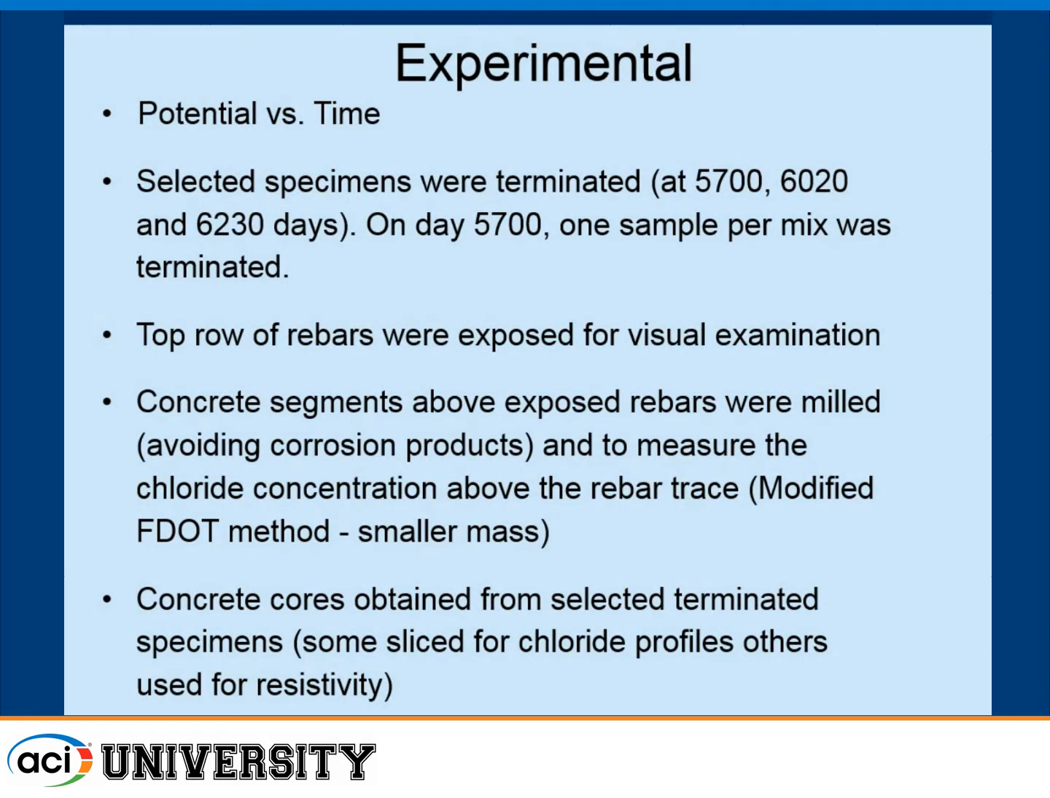Then, in addition to that, the longitudinal cuts, you'll see in just a moment what I mean by that, we exposed the rebars, and we took part of the concrete above the rebar, and in most instances there was corrosion. So on the sections where there was no corrosion, we did some milling and obtained concrete powder so that we can calculate the chloride concentration right at the rebar trace.